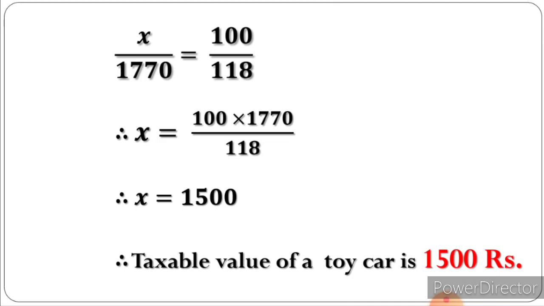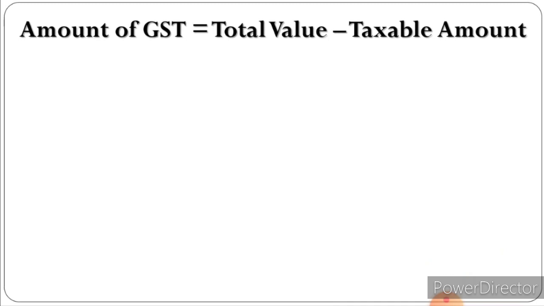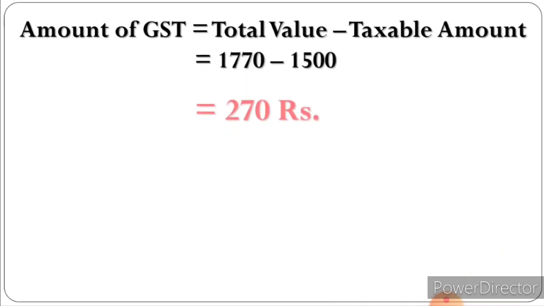So 3 things were asked in the question: taxable value, CGST and SGST. Now we will see what those 2 particular components will be. Before we find CGST, we should know the amount of GST. You have a total value, you have a taxable value, you can subtract. Total value minus taxable value, we substitute both values and get the answer 270 rupees. So this is the amount of GST charged.